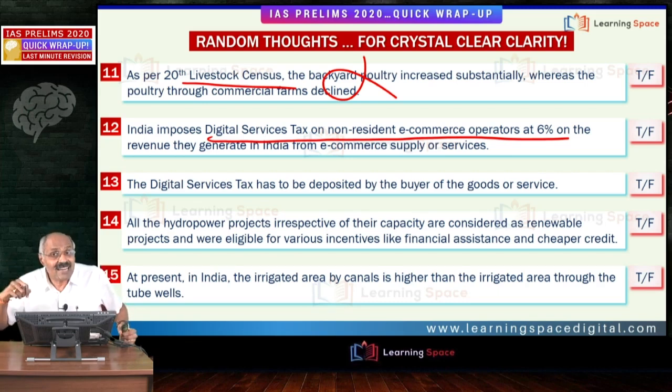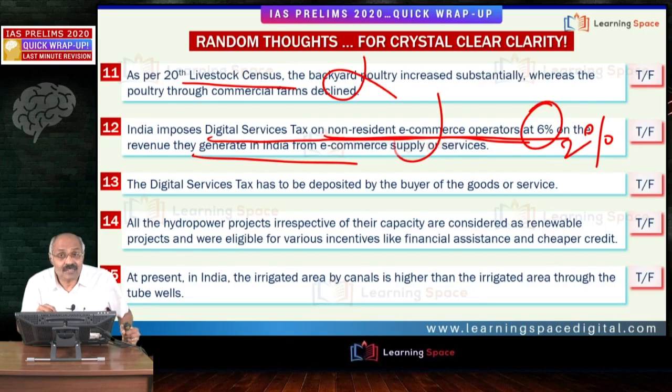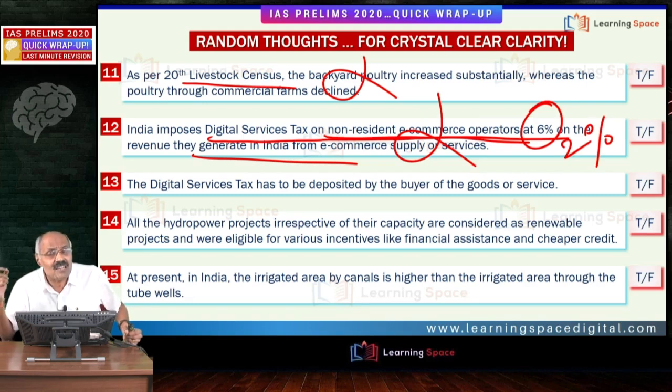Suppose a company based in our country is giving advertisements through Google or Facebook, then the equalization levy is 6%. That is one aspect. This is quite old, but recently the government brought a similar type of tax, that is digital services tax. Digital services tax is the tax imposed on non-resident e-commerce operators. Non-resident e-commerce operators means, for example, Amazon, and Walmart-controlled Flipkart also becomes a non-resident e-commerce company. So when they are selling goods or services, on the revenue generated there is a 2% tax. Please correct this statement. I have already told you that on advertisement revenue, what was imposed in 2016 was the equalization levy, which was 6%, and this is different. This is the digital services tax on non-resident e-commerce operators, very important.